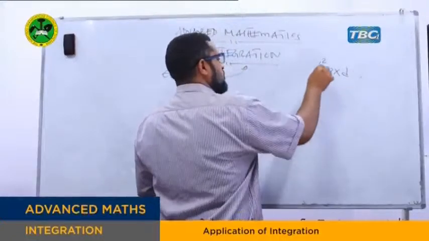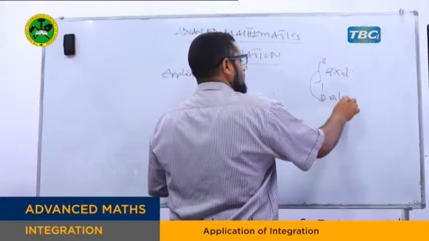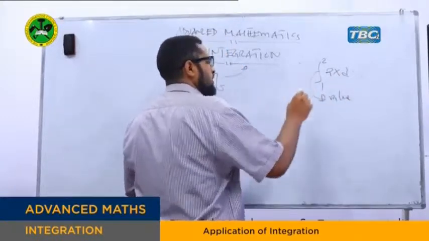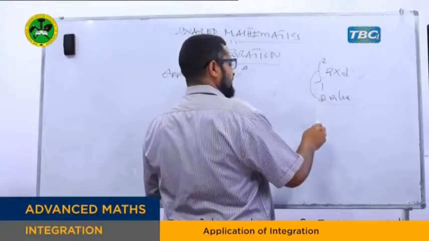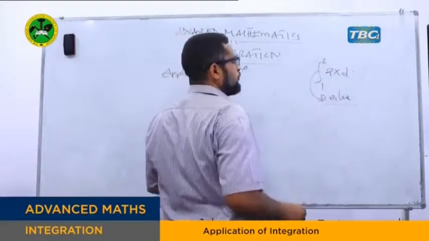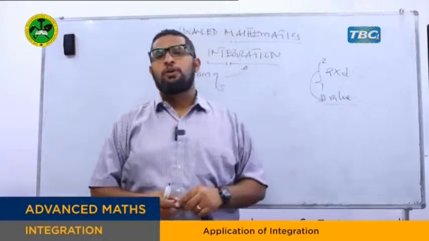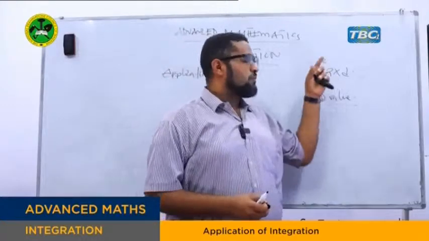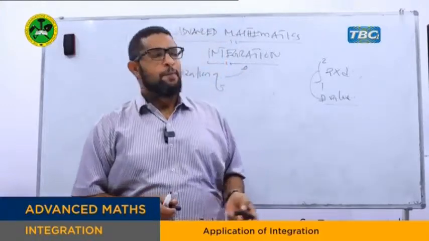dx. When you integrate here, you will obtain a value or a number. That number is simply the same as adding, the integral of 2x from 1 up to 2. So we are going to use the definite integral concept to find the area under curves.